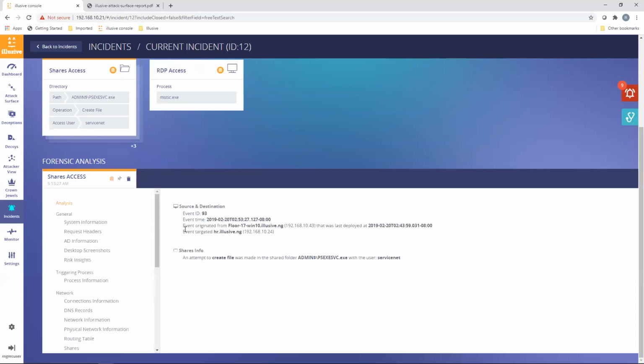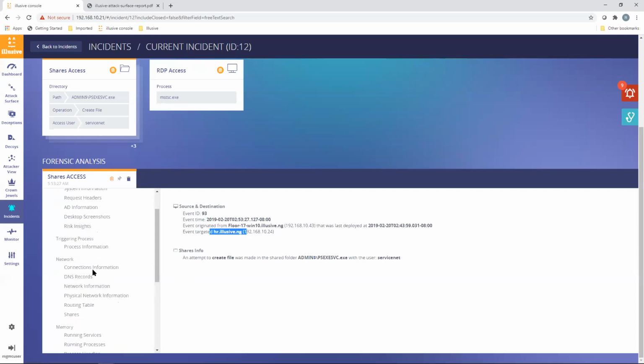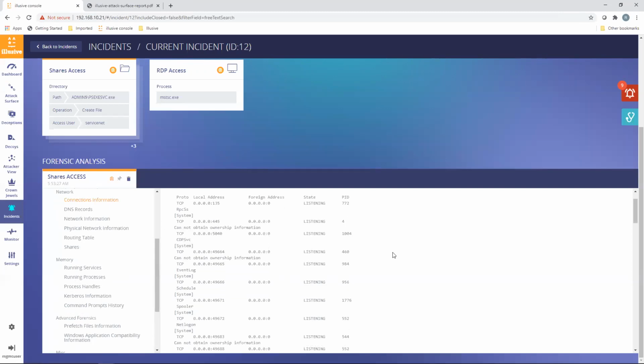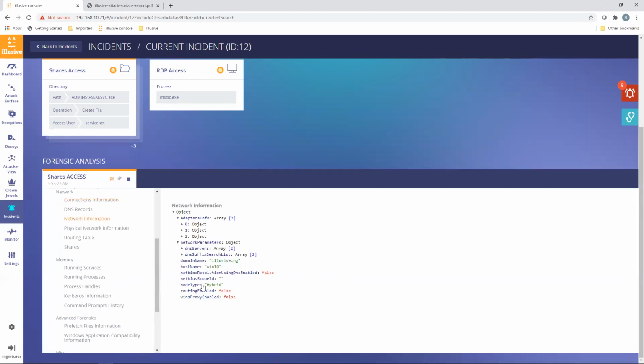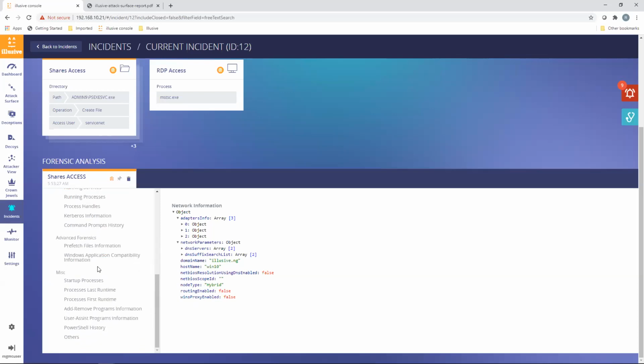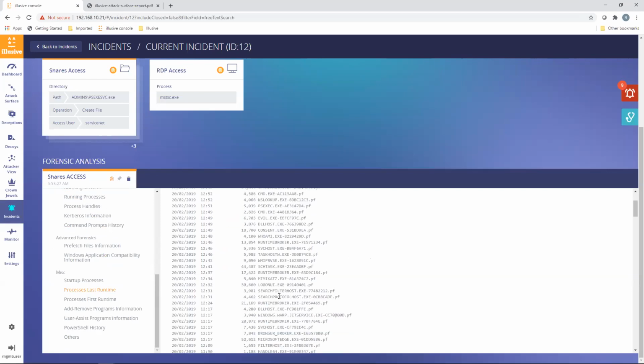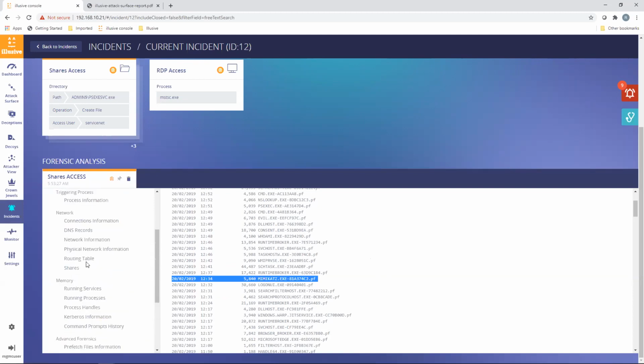And we can see data about it. We'll tell you exactly what happened. They targeted the hr.elusive.ng share, which was a deception. And now we can give a lot of other information about the endpoint. Its network connections. And here we can actually see, is there a remote RDP into this endpoint that could be malicious? We're actually going to look at network information here for the different network elements, all the way up to process last runtime, right? And I can see what processes run in the system, and we can ID things like Mimikatz. That's an indicator of compromise, right? All the way down through the command history.